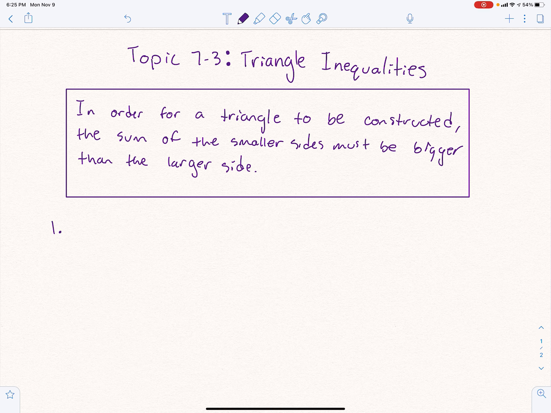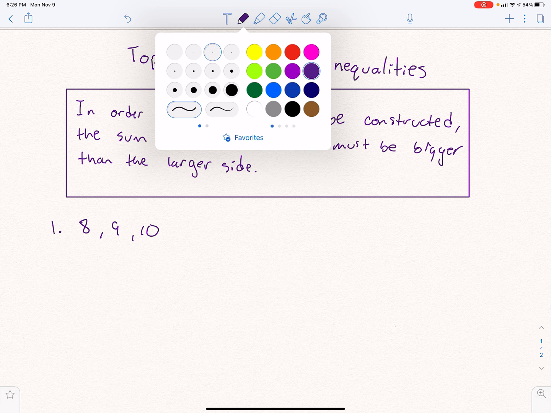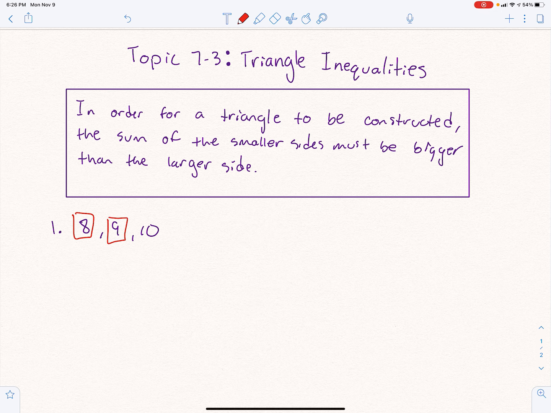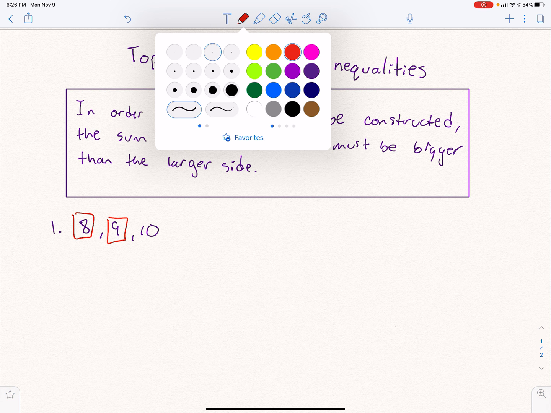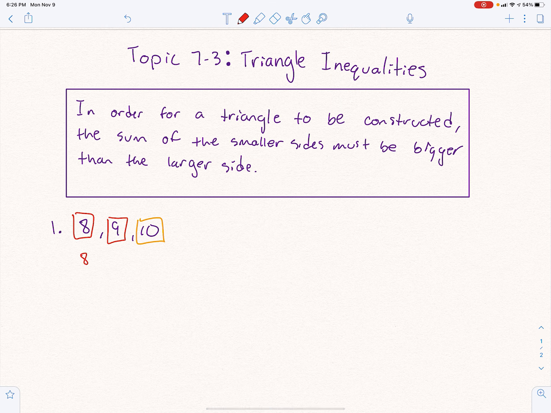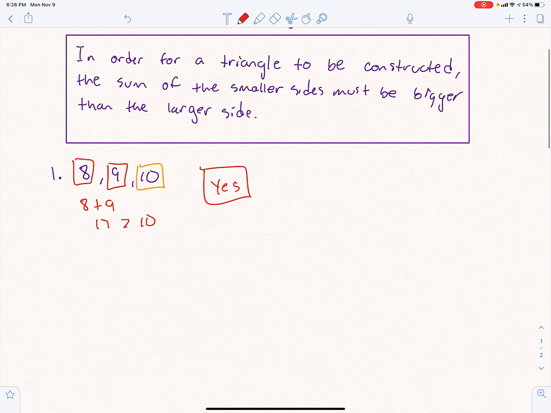For number one, if I had a triangle and the three sides were 8, 9, and 10. In order for a triangle to be made, the two smaller sides, when you add them together, have to be bigger than the biggest side. The two smaller sides are 8 and 9. When I add those together, 8 plus 9 is 17. 17 is bigger than 10. So yes, I can make a triangle with sides of those lengths.